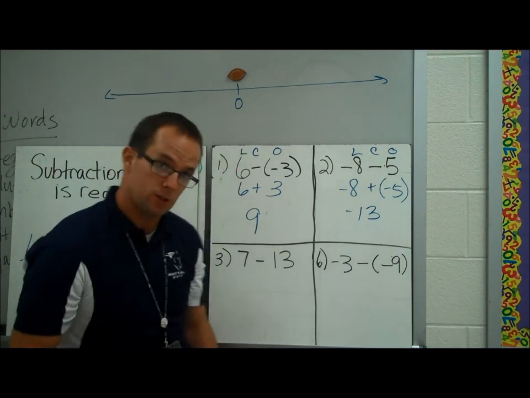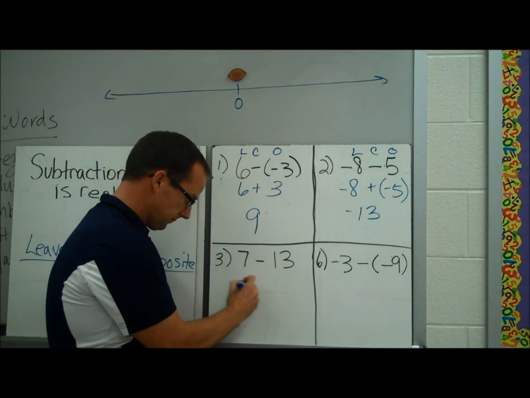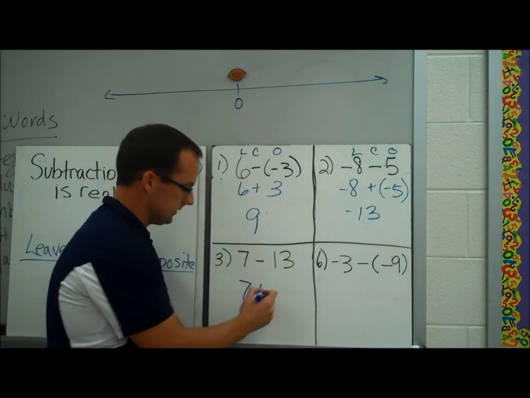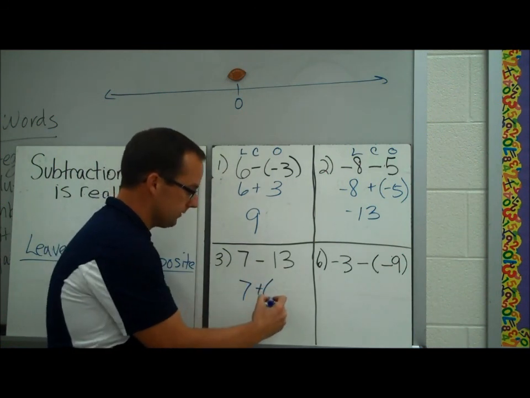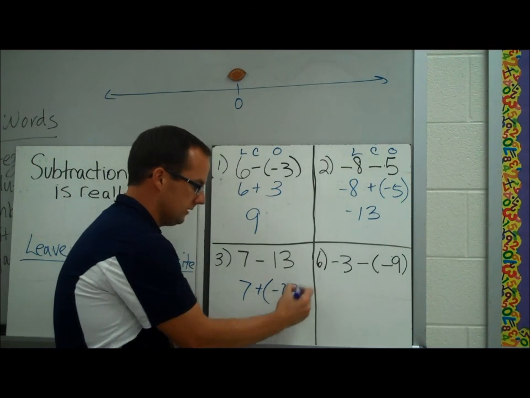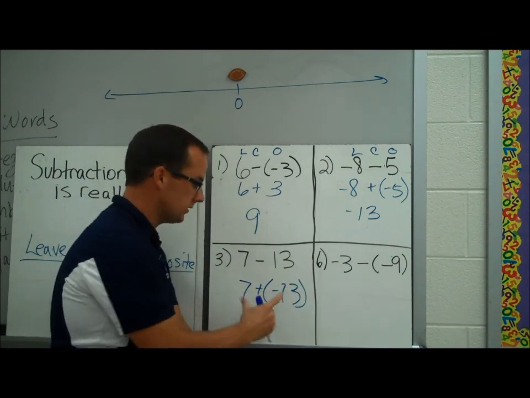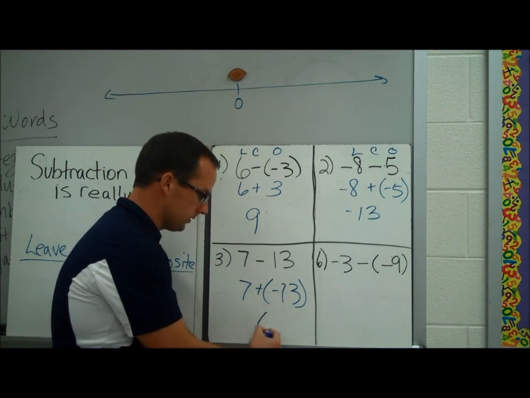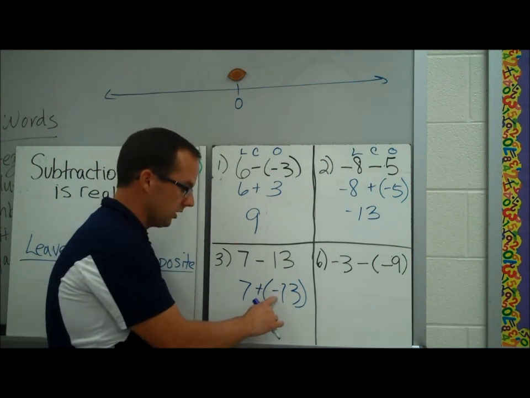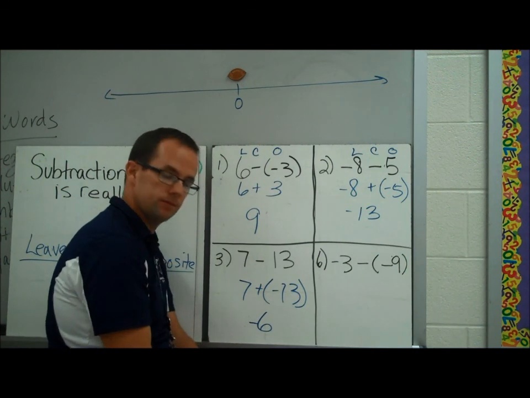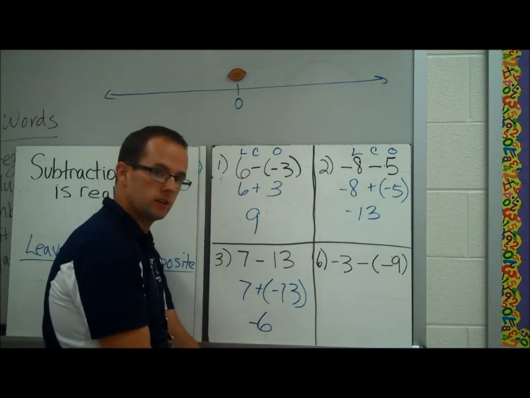Let's do these last two real quick. 7, I'm going to change it to plus. The opposite of positive 13 is negative 13. Remember, if they have different signs, you're going to subtract. So take the difference, which is 6. And then take the sign of the larger number, which is negative. So the answer here is negative 6.